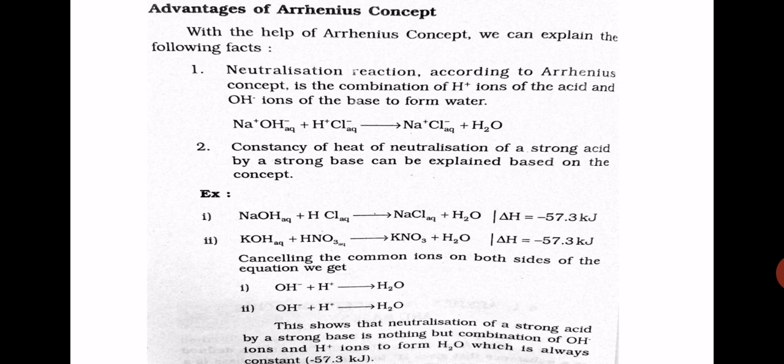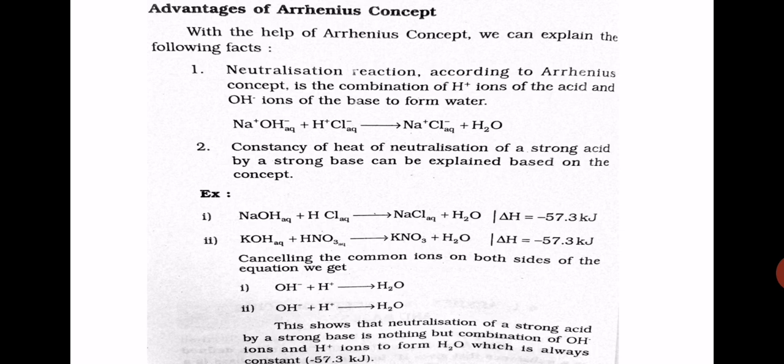The example: Na plus OH minus, that is in aqueous phase, combines with HCl, that is also in aqueous phase, and gives us NaCl aqueous. Here sodium ions are in positive form and Cl is negative, and along with that there is the release of a water molecule.